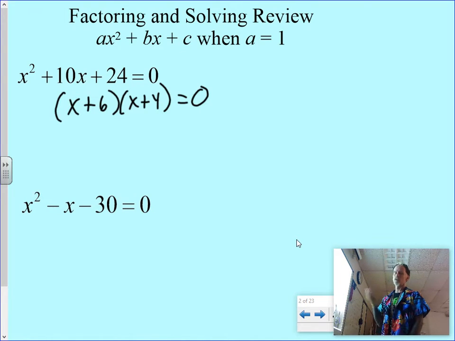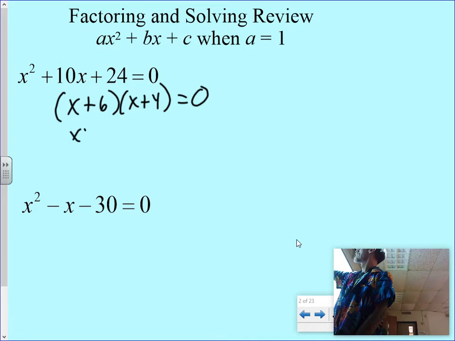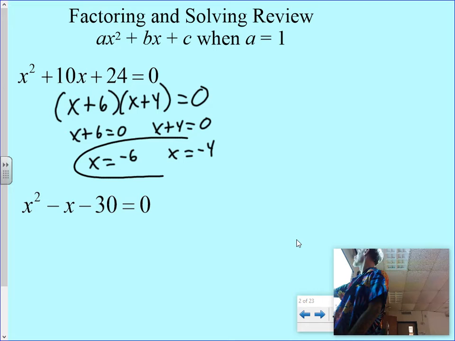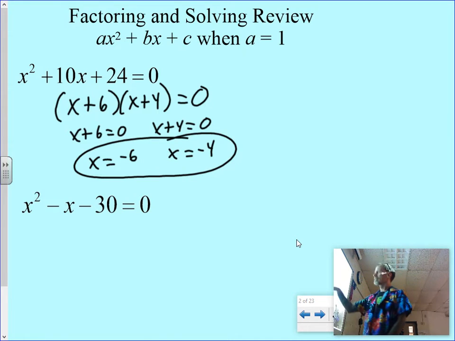And of course, you can always go back and multiply that together to make sure that it equals the original problem. But that's your factored form. And then to solve, you just set each piece equal to 0. And then you get your solutions and you're all done. Okay? All of these work the same way.